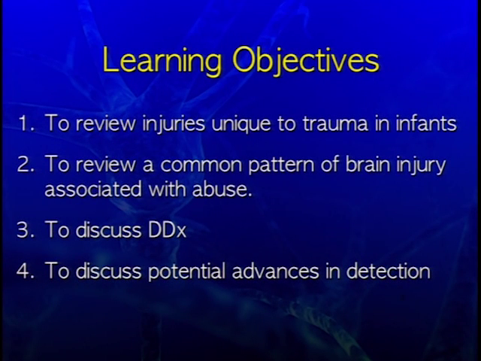So I put up here some learning objectives to get through. It's going to focus primarily on 3 different things: review injuries unique to trauma and abusive trauma in infants, common patterns of brain injury associated with abuse, and discuss a differential diagnosis. And in the last few slides, I'll discuss some potential advances in detection.